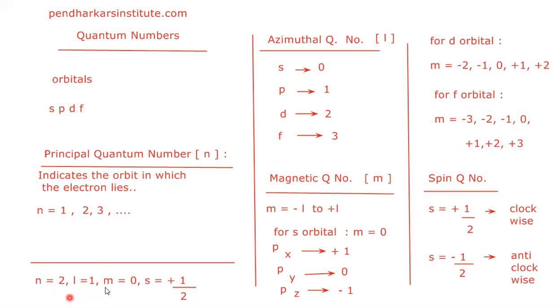Now, what does this mean? n equal to 2 means electron is in second orbit. l equal to 1 means electron is in p orbital. m equal to 0, for p orbital there are three directions, x, y, z. m equal to 0, magnetic is 0 means py. So electron is present in p orbital in the y direction. And s equal to half, come to the spin quantum number, s equal to plus half means electron is spinning in clockwise direction. So we will say for this set of quantum numbers, electron is in 2py orbital, second shell ka py, 2py orbital, and spinning in clockwise direction.